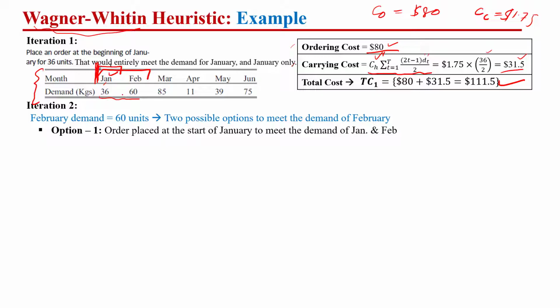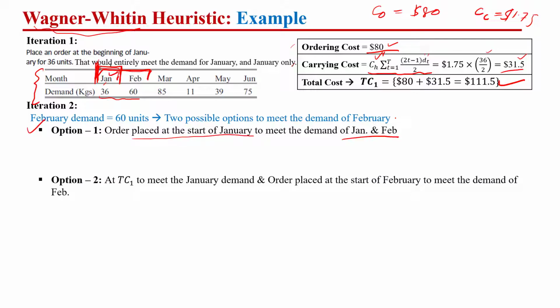The second option is that we produce or order the quantity at the start of January only for January, and then at the start of February we produce equal to the demand of February. So option number one is that we place the order at the start of January to meet the demand of February, and option number two is the optimum total cost in iteration number one, that TC1, representing this one.